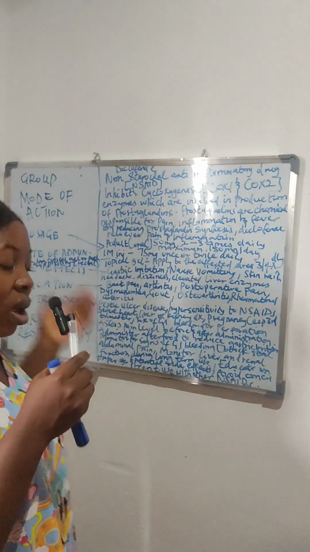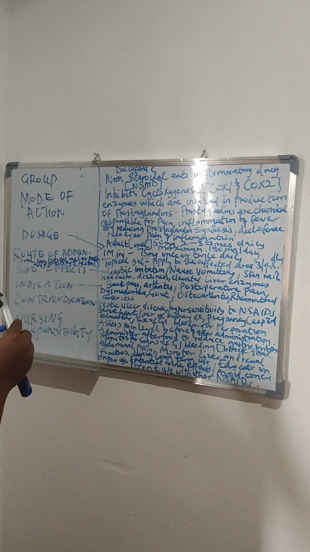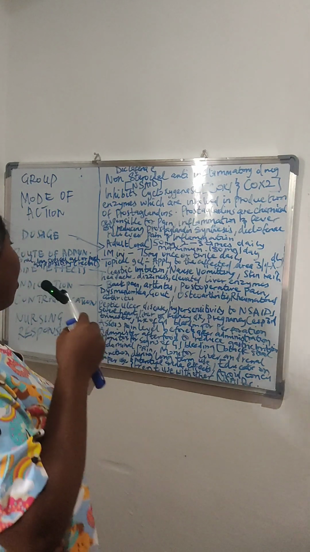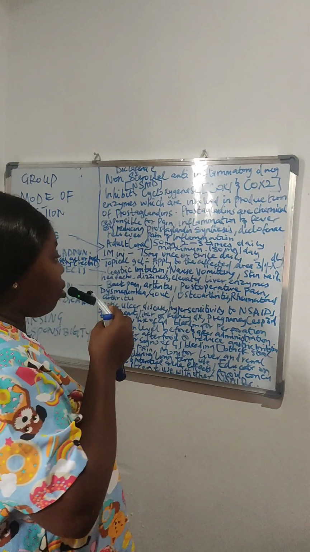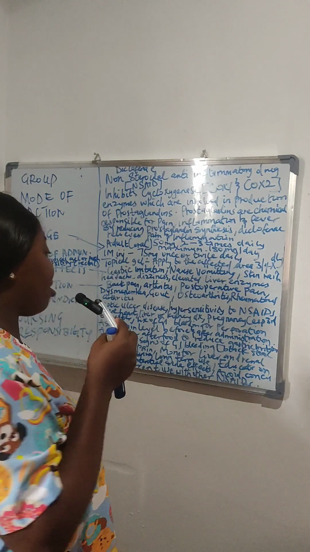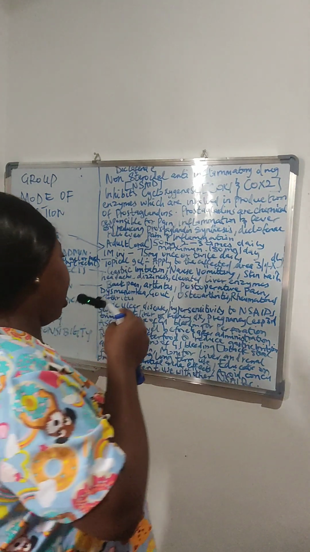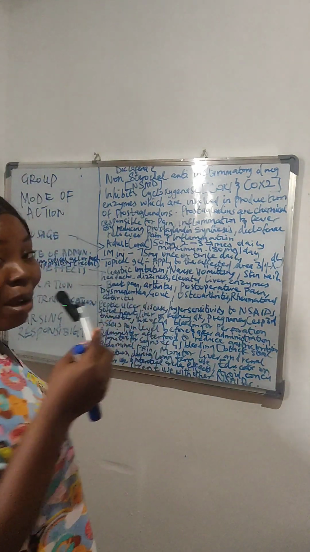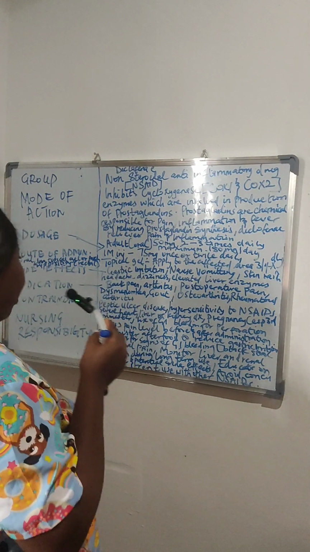In some people, it can lead to headache, dizziness, elevated liver enzymes. So in indication, it can be used for back pain, arthritis, rheumatoid arthritis, post-operative pain, dysmenorrhea, that is painful menstruation, gout, any form of arthritis.